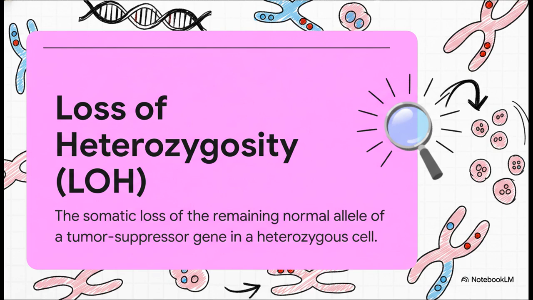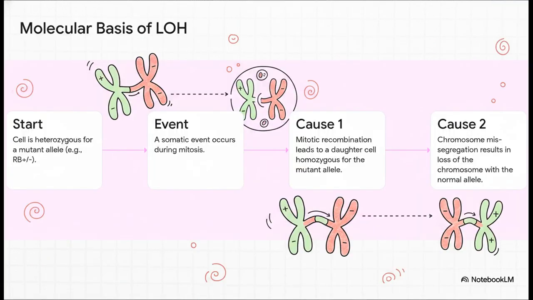Loss of heterozygosity, or LOH, is a key genetic mechanism. This describes the event where a cell, which is already heterozygous for a mutant allele, loses the one remaining functional allele. This is a very common way the second hit occurs. And how does LOH happen? The 2 primary causes are somatic events during mitosis. Mitotic recombination between homologous chromatids can result in a daughter cell that is homozygous for the mutant allele. Alternatively, chromosome missegregation can lead to the complete loss of the chromosome carrying the normal allele.